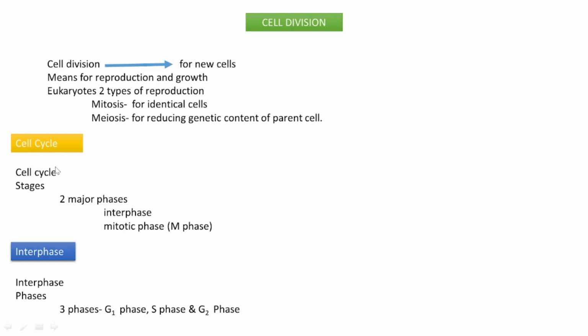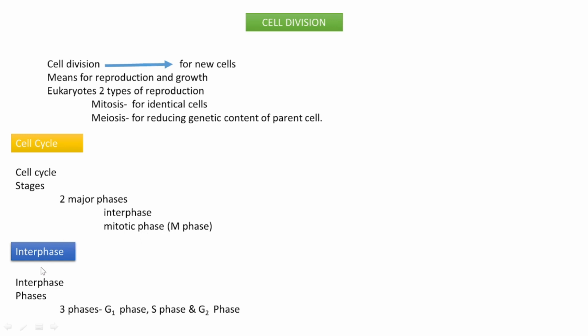Next is cell cycle. What is cell cycle? Cell cycle is a cyclic, orderly sequence of events that results in the formation of daughter cells from the parent cell. Okay, that is cell cycle. Orderly cyclical events that lead to the generation or division of that parent cell. And the cell cycle primarily has two major phases. They are interphase and mitotic phase. Mitotic phase is otherwise called M phase. Then we are going to see each phase.